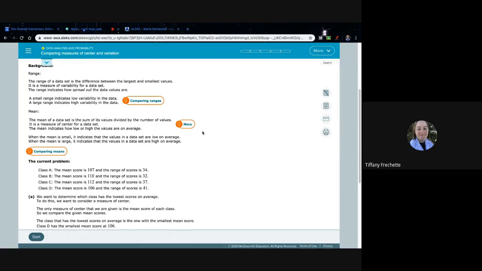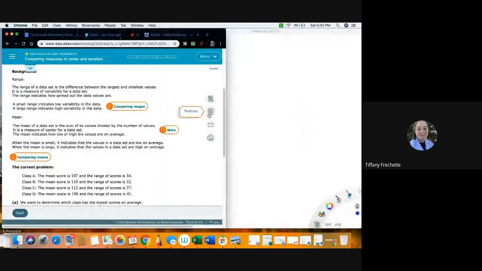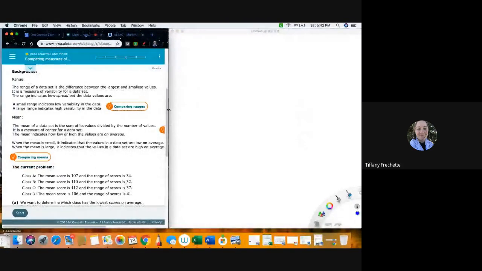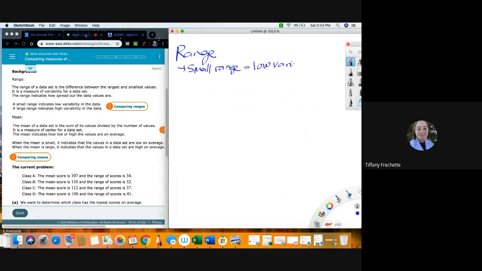I'm going to open my whiteboard here because we should definitely write this down. This is going to be hard to remember on the next page. So for range, just to make sure we remember: a small range equals low variability, and a large range equals high variability.